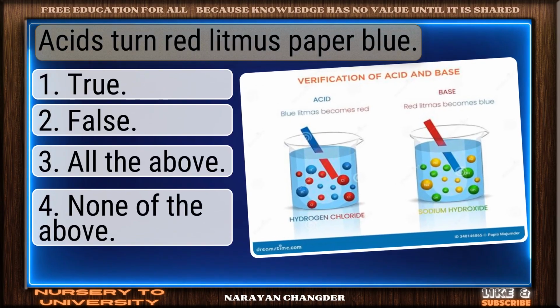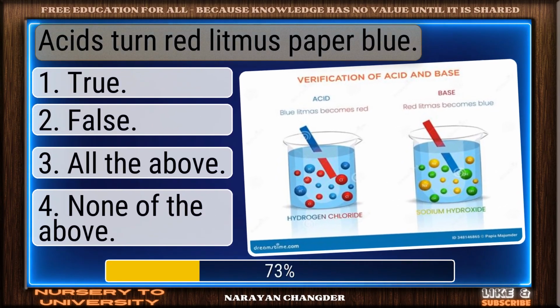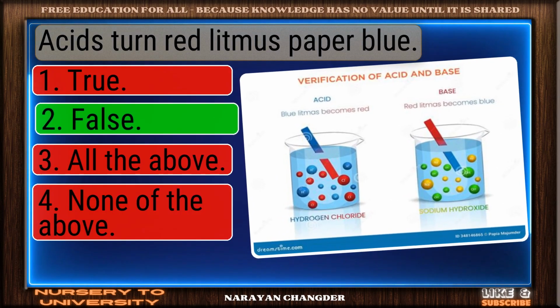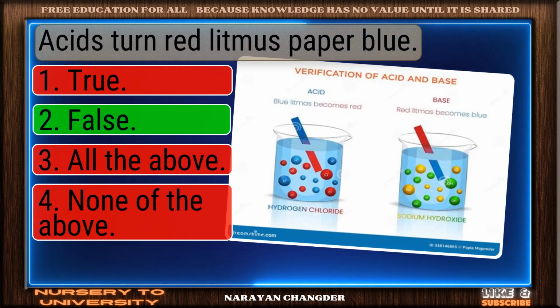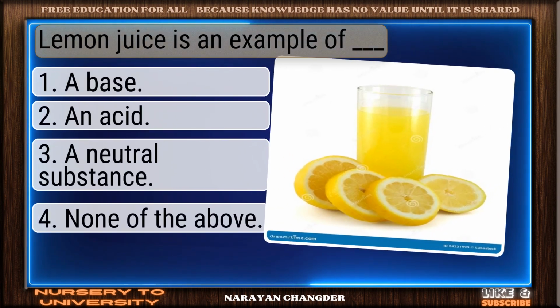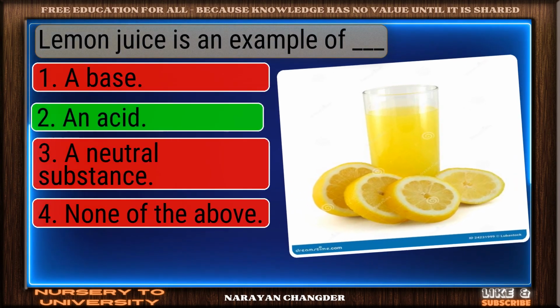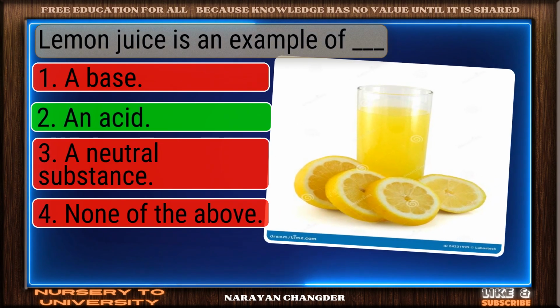Question number 117. Acids turn red litmus paper blue. Exactly. False makes sense, and it is the right choice. Question number 118. Lemon juice is an example of dash. Well picked. An acid is the correct answer.